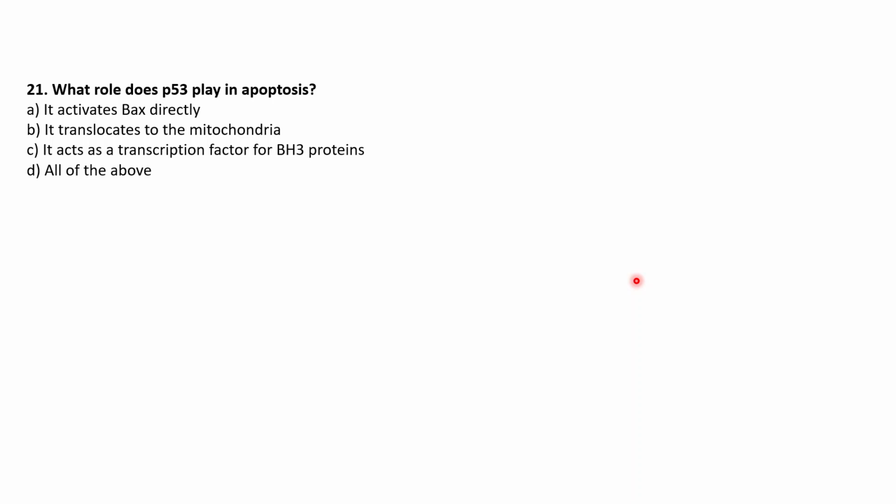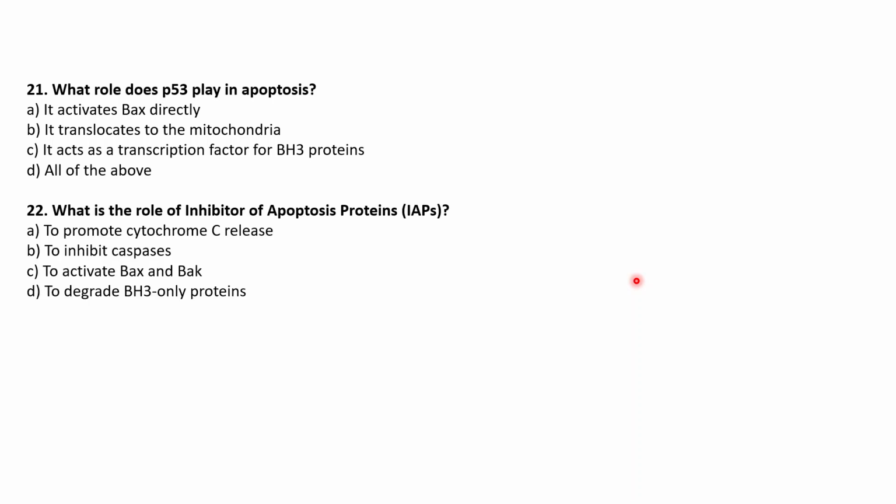It can also act in a transcription independent way. It can go to the mitochondria, directly activate BAX, and help with cytochrome C release. So the answer here is D, all of the above, that it can play both of these functions. Okay. All right, next question.